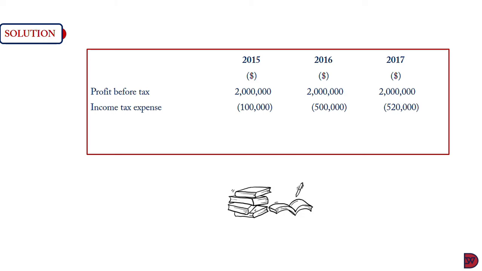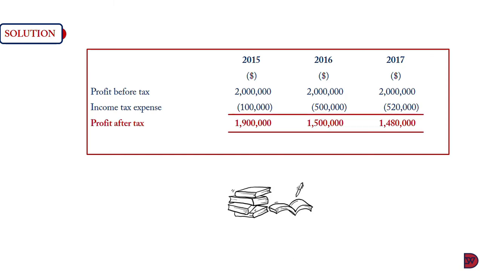Then we will now bring the tax that has been calculated using the taxation estimate. So for 2015, the tax was 100,000, 2016 was 500,000, and 2017 was 520,000. So giving us a profit after tax of $1.9 million for 2015, 1.5 million for 2016, and 1,480,000 for 2017.